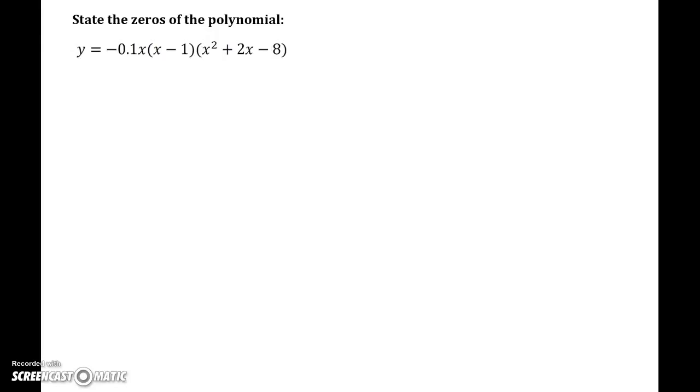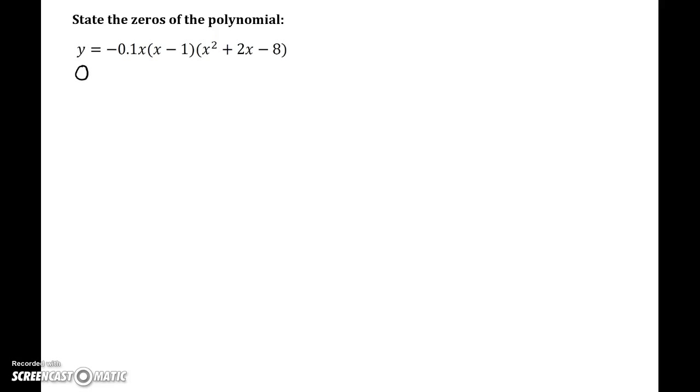The zeros of a polynomial are often also called the roots of the polynomial. If the roots are real numbers, they are also considered the x-intercepts. In order to determine the zeros or roots of a polynomial, you first need to set y equal to 0. So in this equation that we're given, we're going to set y equal to 0.